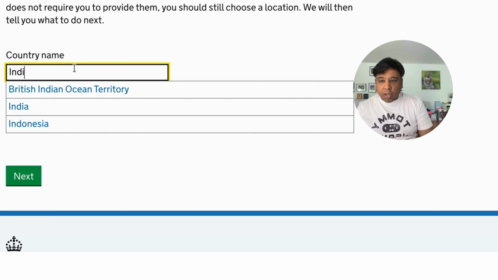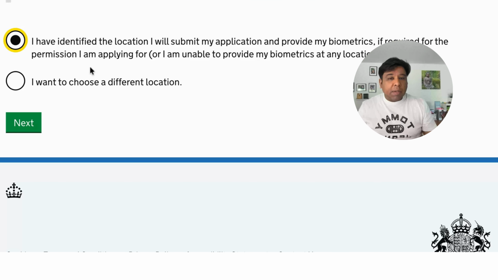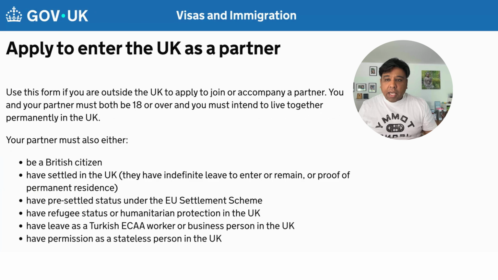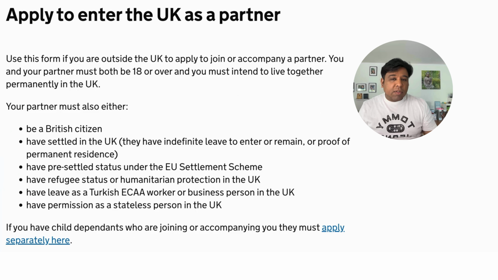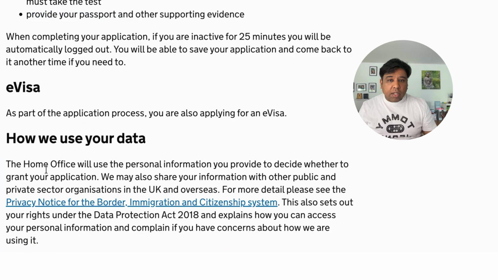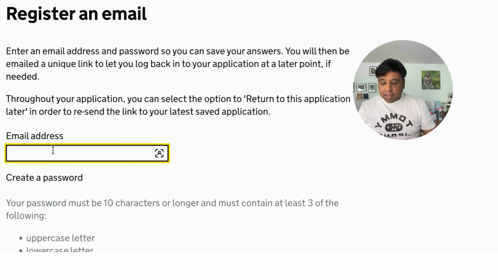So I'm assuming you are based in India for the sake of example, and you've identified your biometric location where you will give your photograph and fingerprints. And to apply, your partner must be a British citizen or somebody who holds ILR or have a pre-settled status. So I'm not going to go into the detail. So this visa is issued for 2 years and 9 months. So we click apply. I'm going to enter my details.